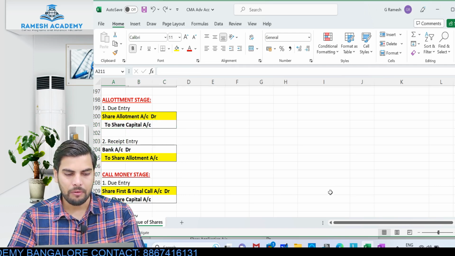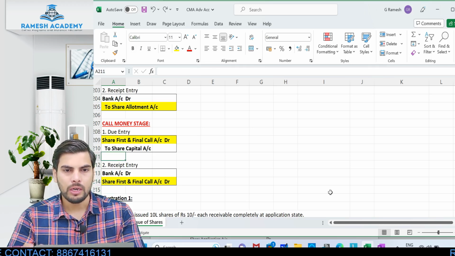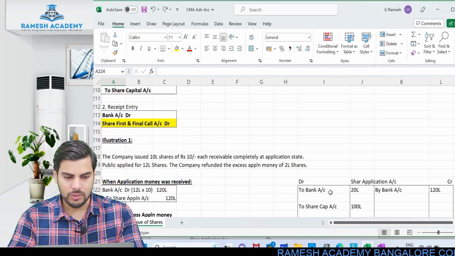In the same way, when it comes to the call money stage, again pass the same entries, the due entry and then the receipt entry. The due entry will be share call account debit, or share first and final call account debit, to share capital. When we actually receive the amount, the entry will be bank account debit to share first and final call. Hope this is clear. After this we had solved an illustration.